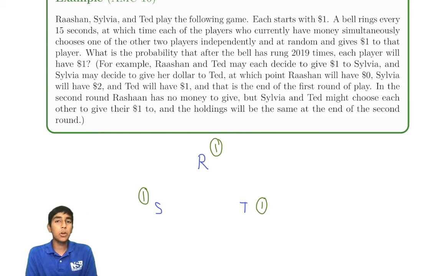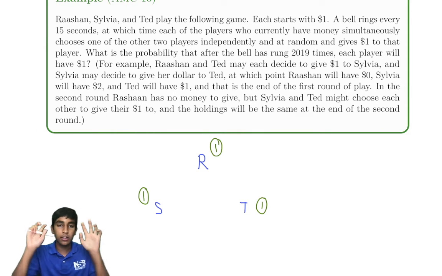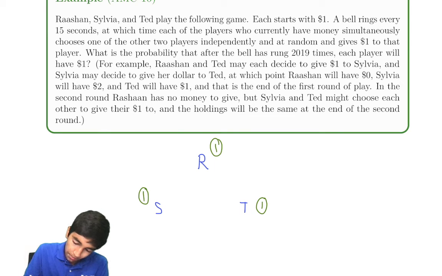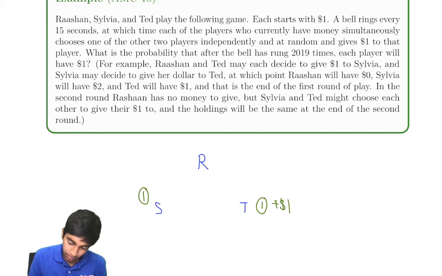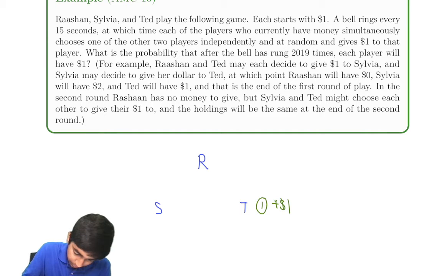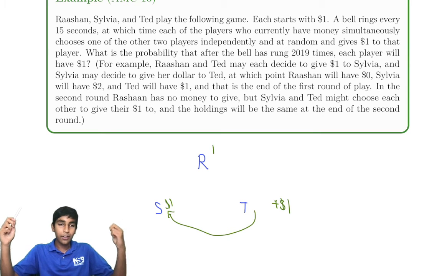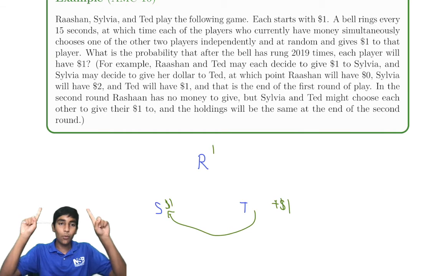We're actually going to take a similar approach to the previous problem, kind of like a states recursion. So let's see what happens first. Let's say that Rashan gives $1 to Ted, and Sylvia gives $1 to Rashan, and Ted gives $1 to Sylvia. Now they all have a dollar again. It's back to the state where they all have $1.